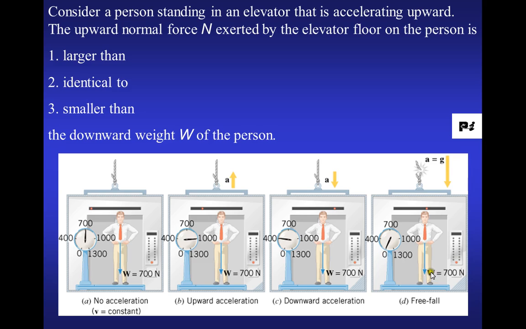So the upward normal force is 0, even though this person's true weight is 700 newtons directed down, because they're moving down with an acceleration of 9.8 meters per second squared. Alright, so the true answer was, for accelerating upward, the upward acting normal force is larger than their true weight.